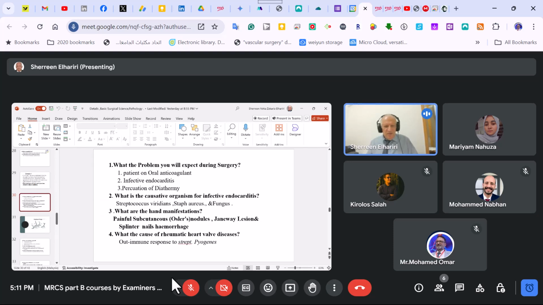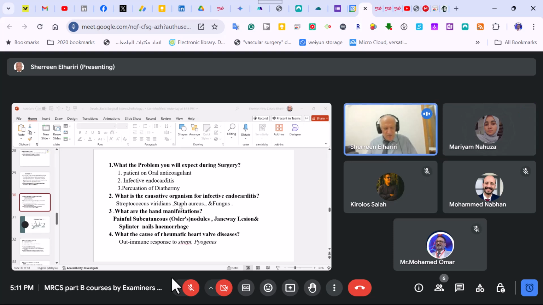Okay. So what is the cause of rheumatic heart disease? Why does the patient have a sore throat and a heart problem? So autoantibodies are produced in response to infection with the previously mentioned organisms, and when they are reinfected there is seeding and deposits in the heart cells.